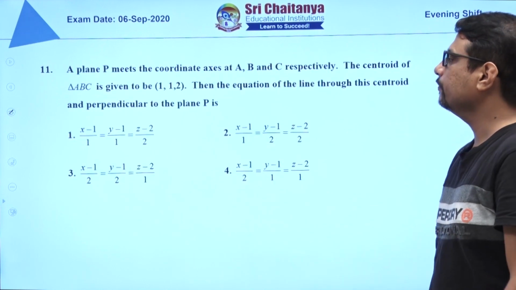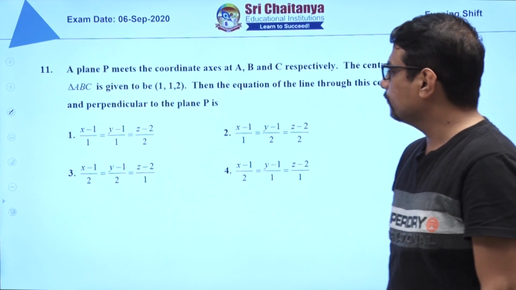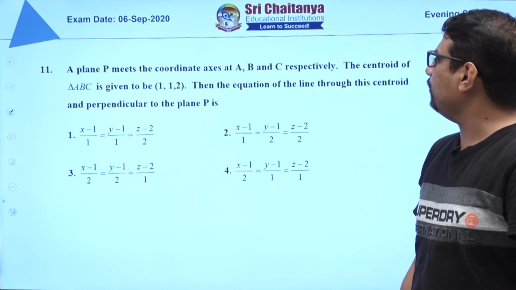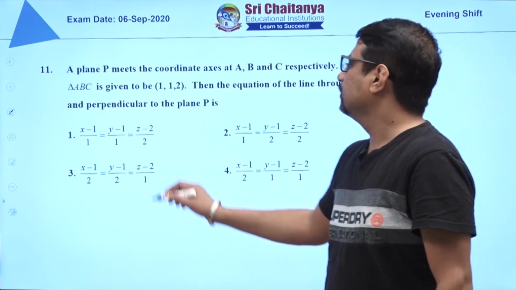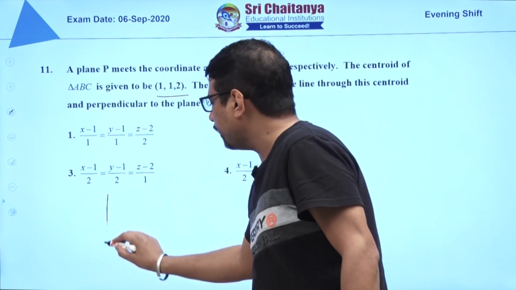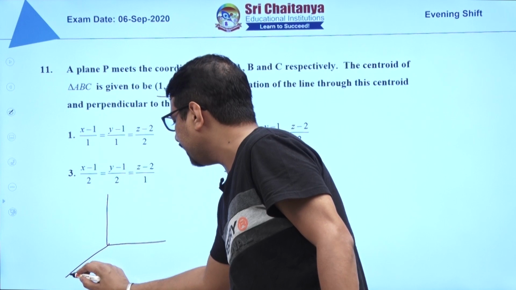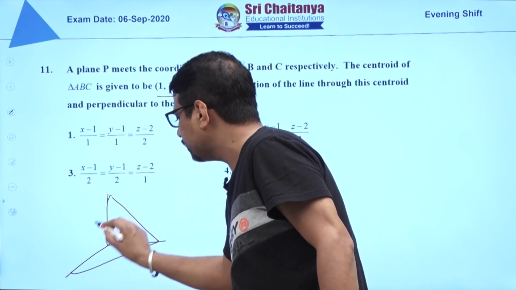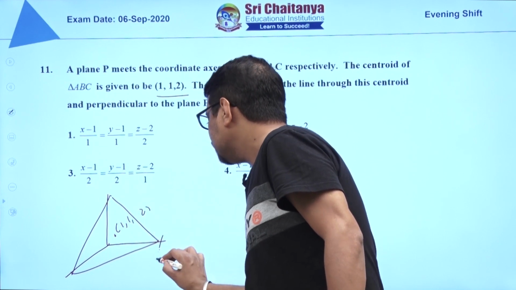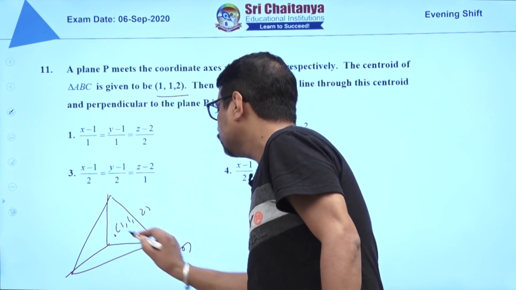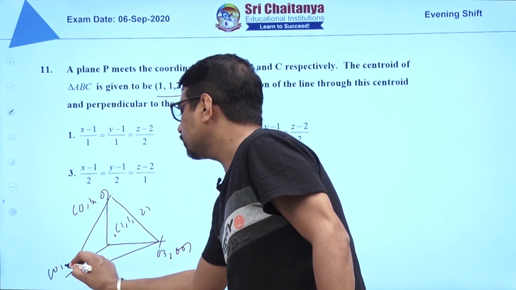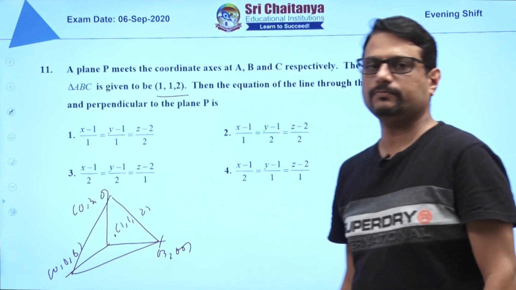Next, the 3D geometry, line based question, 3D line. What is given? There is a plane meeting the coordinate axis at A, B, C, and the centroid of ABC is given as 1, 1, 2. So when you draw a plane in 3 dimension and it meets at A, B and C in such manner, and this is centroid 1, 1, 2, can I say directly this is 3, 0, 0? This is 0, 3, 0. This is 0, 0, 6.